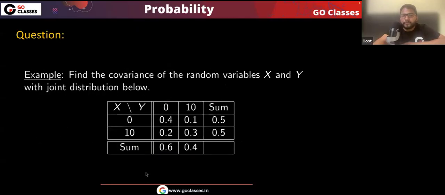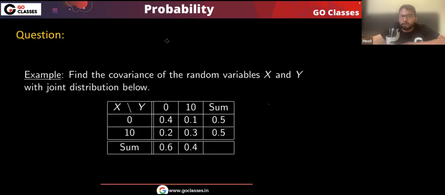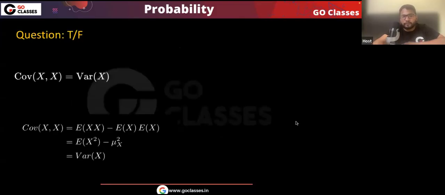Don't worry. So this is one more example where they have given you the joint PMF of x and y, and they are asking you to find the covariance. The answer is on the next page. Can you try this as homework? The answer is there on the next page. You can just check if you're getting the same answer or not.